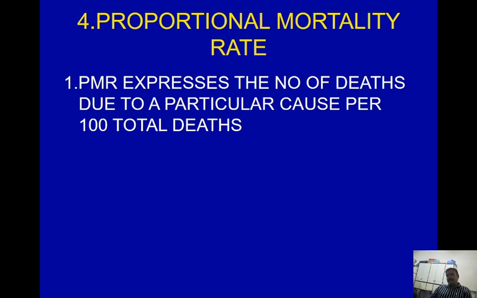Proportional mortality rate. So proportional mortality rate basically expresses the number of deaths due to a particular cause per 100 total deaths. Say, for example, in a community there are like 1000 deaths. Out of these 1000 deaths, if you want to figure out how many of them actually died because of COVID, so that's what is proportional mortality. So you pick the denominator as the total number of deaths, and on the numerator you put the people who died because of COVID. So that's proportional mortality rate.